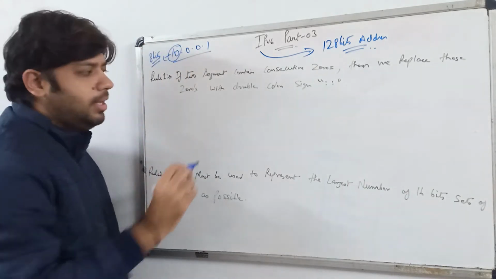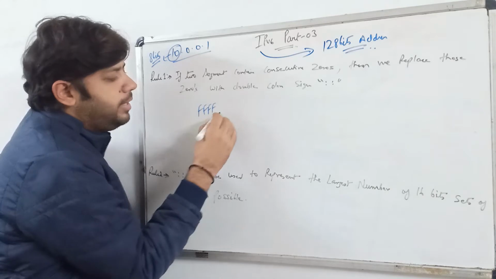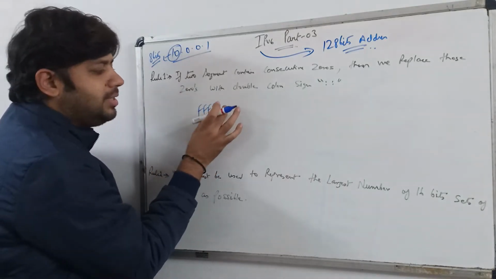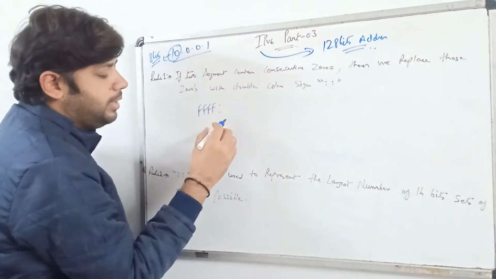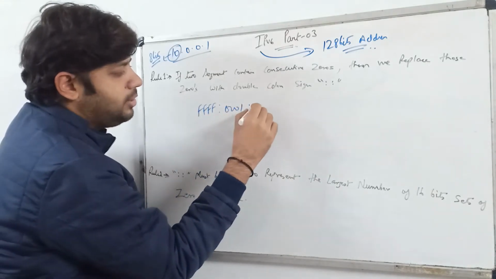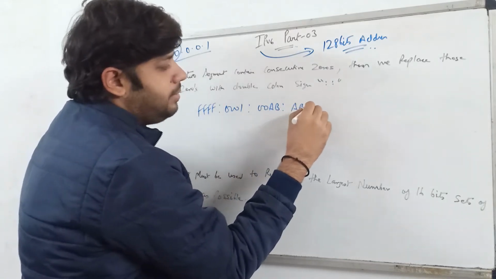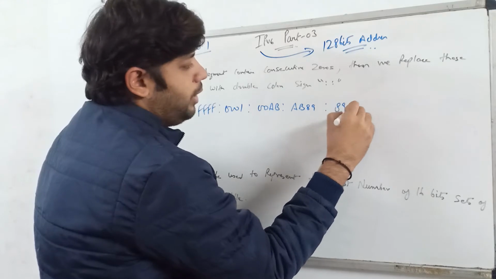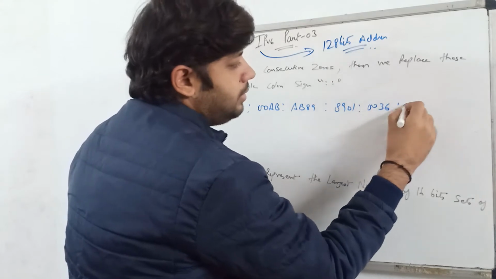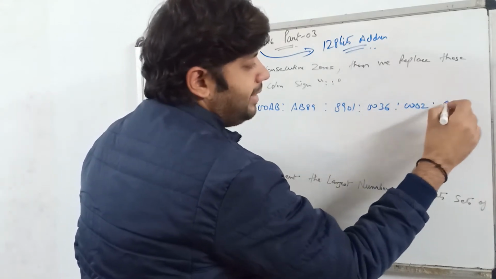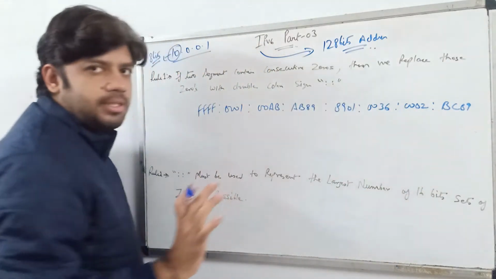Now we talk about IPv6. In IPv6 we have only 4 digits in each segment, like imagine I write F. We can use a colon to differentiate the segments. So I use a colon, then 0001, then imagine 00AB, then AB89, then 8901, 12345, then 0036, then 0002, and then BC89, like this. So this is what the IPv6 address looks like.